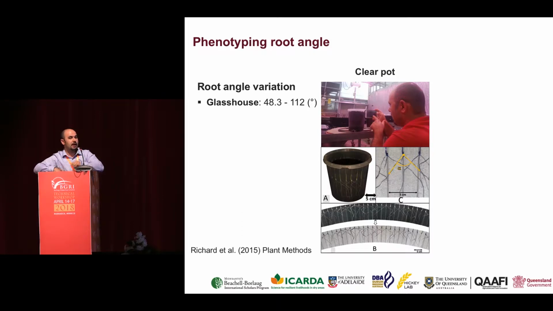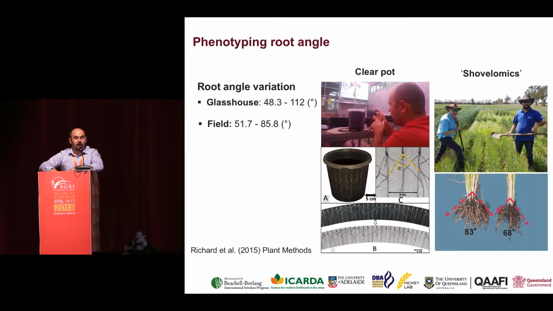What we found was a large variation in the parental set, ranging from 48 to 112 degrees. And that's what we really look for usually, the variation. To look at the correlation with the field, we did some of the hard work. I lost some weight. We set up this experiment and used shovelomics. And again, we found large variation, ranging from 51 to 85 degrees.